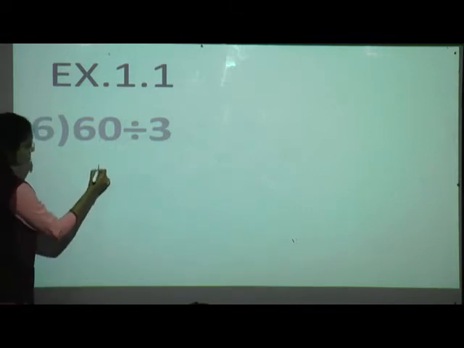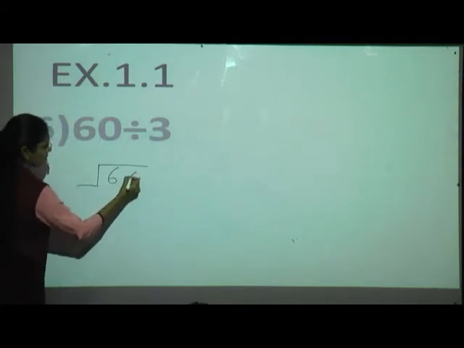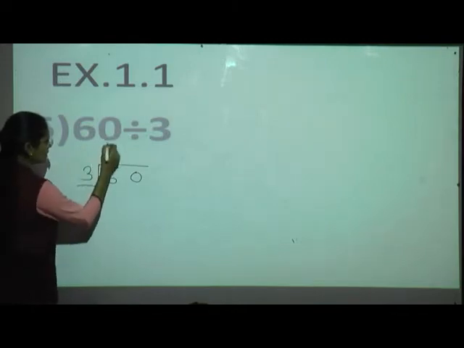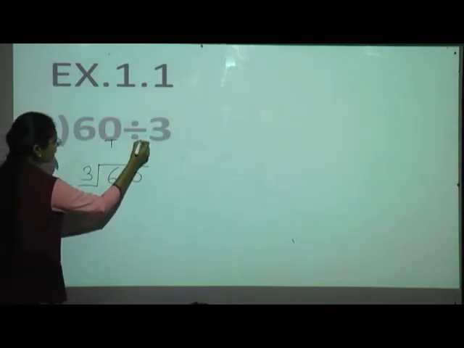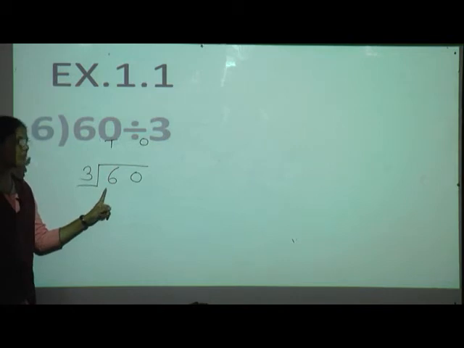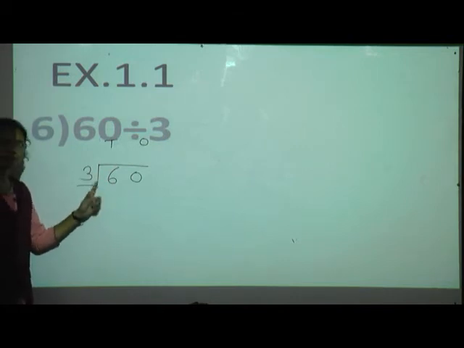Now we will arrange these numbers in this form. 60 divided by 3. Say 60 divided by 3. Now 60 is a 2-digit number, so what will we write? Here tens and this is ones. Now what do we have to do? We have to start from the left side. As it is a 2-digit number, we have to start from the tens place.